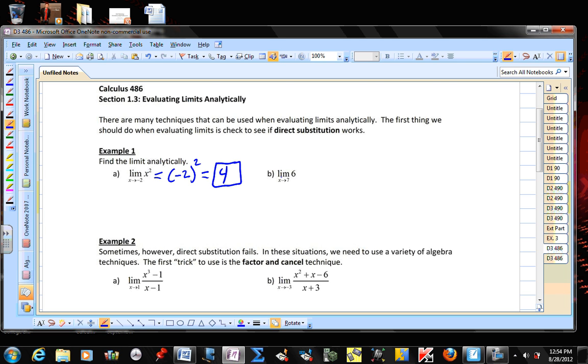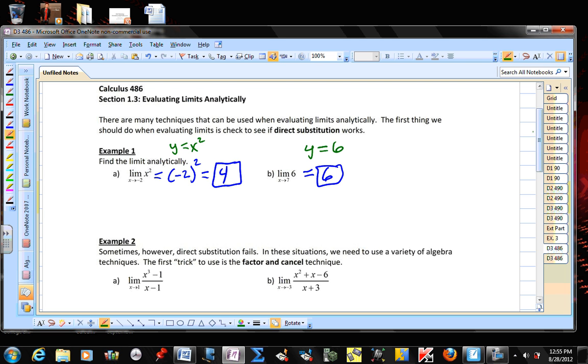If we look at part B, we're talking about the limit of 6 as x approaches 7. Well, there's no variable to put 7 in place of. This limit is just 6. Keep in mind, we're saying that in part A, our function is y equals x squared, and in part B, y equals 6. If you look at the graph of y equals 6, it's a horizontal line where y is always equal to 6. So y approaches 6 from both sides, no matter where we're at.